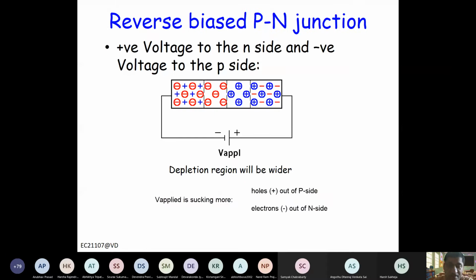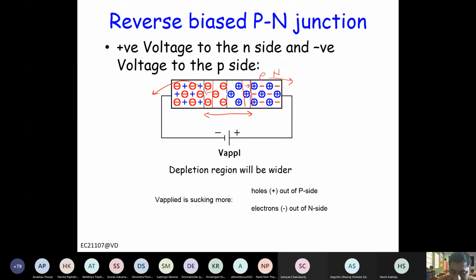If you look at the diagram here, when we apply a positive voltage to the N side, it will attract the electrons, right? And your depletion region will become wide. Similarly, the negative side here will attract the holes and your depletion region will become wide. So your overall depletion width will increase.